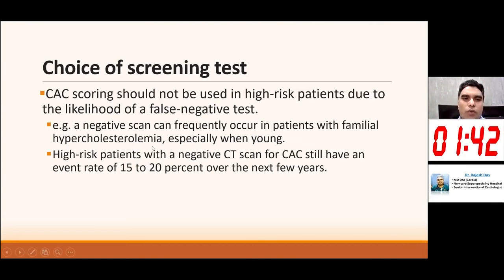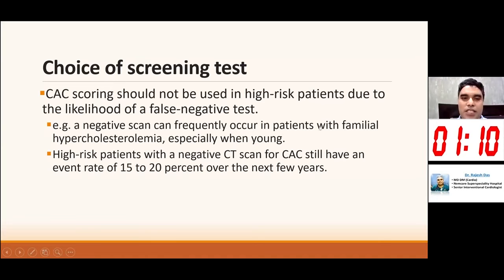So we should know where not to use calcium scoring. Coronary artery calcium scoring should not be used in high-risk patients due to the likelihood of a false negative test. We all know that not all atheromatous plaques are calcified. So if there are high-risk factors in a particular patient, if there is definite angina, then we should avoid prescribing calcium scoring as it can give rise to a false negative test.